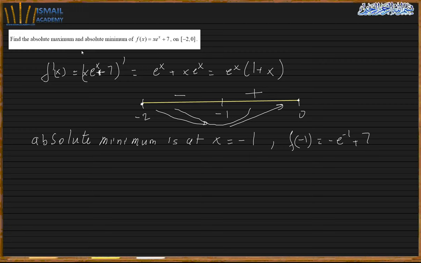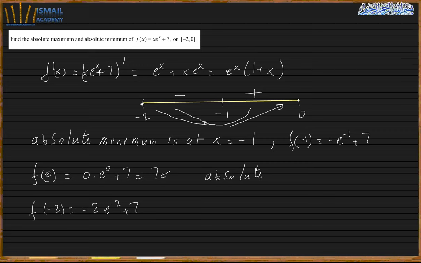So then which one is the absolute max? What I need to do is plug those two endpoints into the function. So I'm going to find f of 0, which is 0 times e to the 0 plus 7, which is just 7, and f of minus 2, which is minus 2 e to the minus 2 plus 7. And of course, because here we subtract this value from 7, it's going to be less than 7. So this will be your absolute max. So the absolute max is at x equals 0, where f of 0 would be 7.